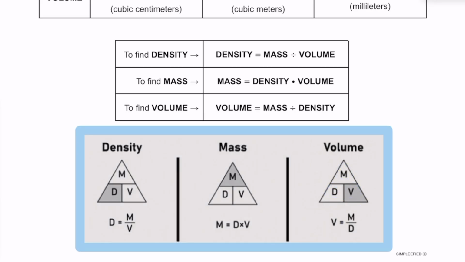Alright, now that we hopefully know the formulas a little bit better and we understand the units that we're going to use, let's go ahead and try some examples together.